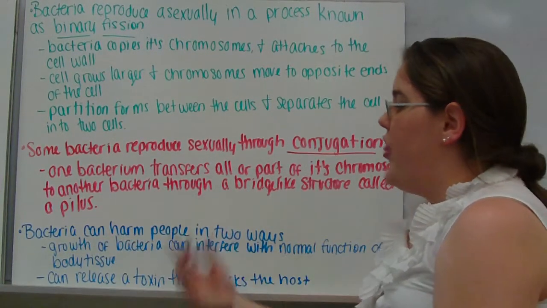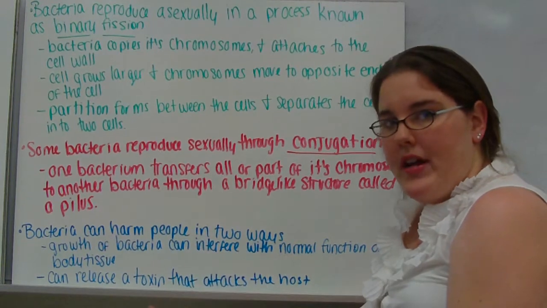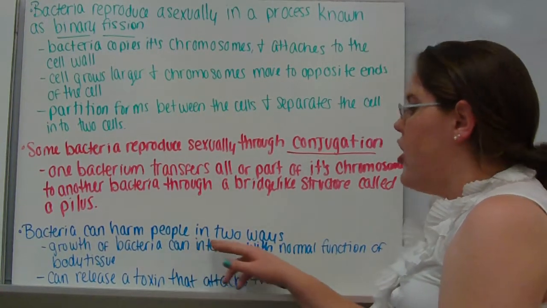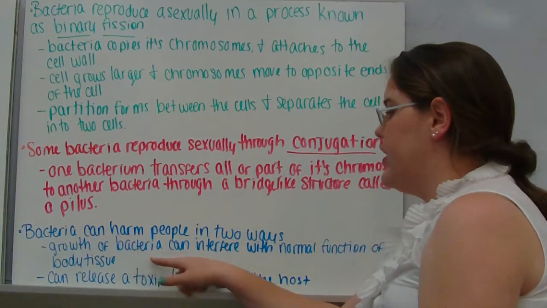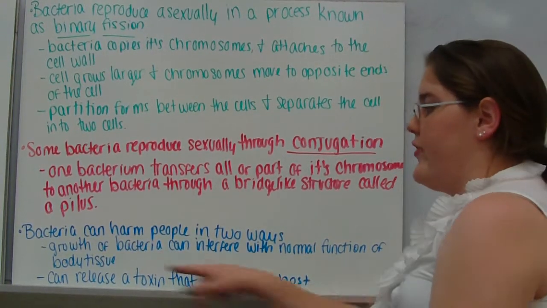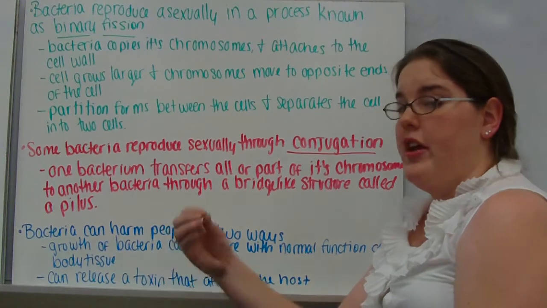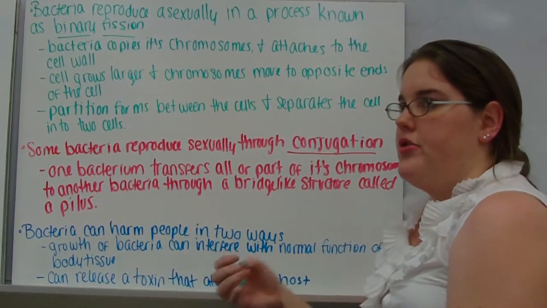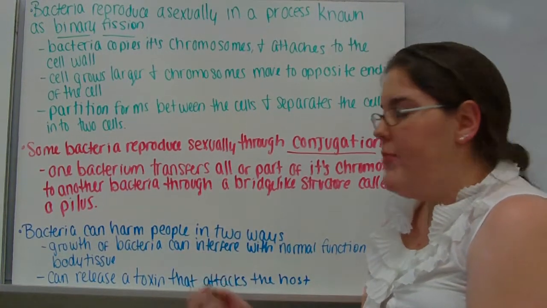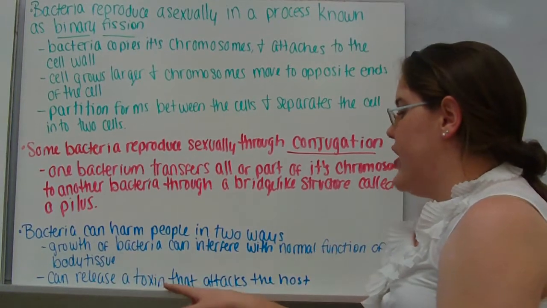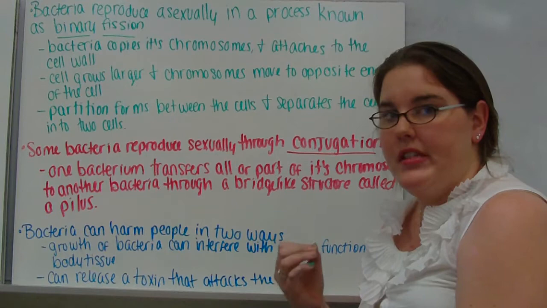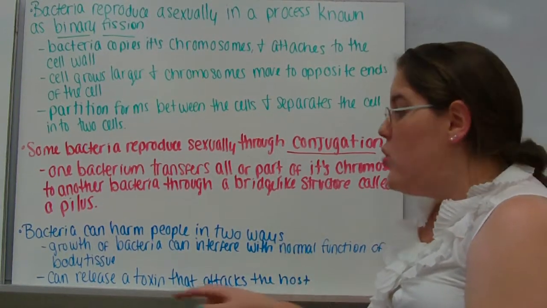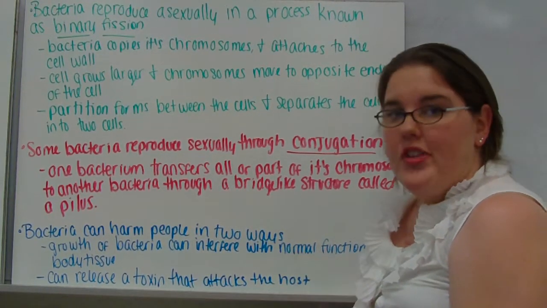Now, bacteria can harm people. We are familiar with bacteria in our everyday lives. They can harm people in two ways. First, a massive growth of bacteria can interfere with normal function of your body tissue. For instance, gangrene can cause your body tissue to start to decay. And lastly, they can release a toxin that can directly attack the host. A toxin is any kind of poisonous substance that, if you ingest it or if it's present in your body, can cause you severe harm.